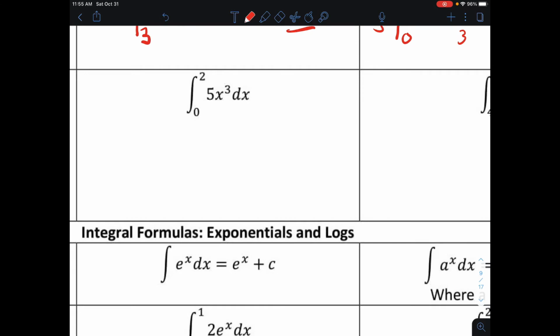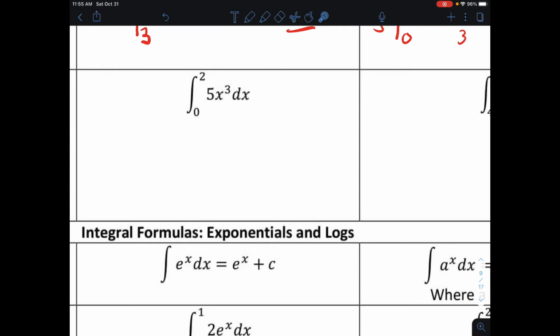Okay, next one. All right, so here we have 5 times x to the third power dx that I want to find the antiderivative of, and then plug in my upper and lower limits of integration to get the value of the definite integral, or the overall net change.